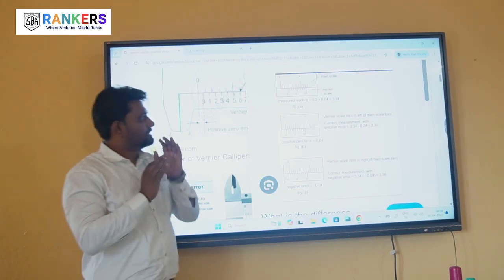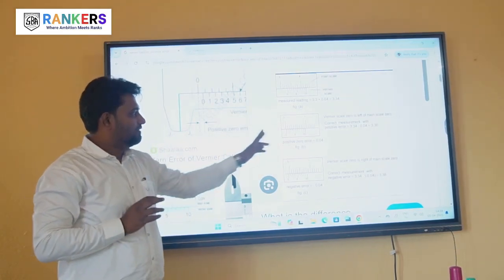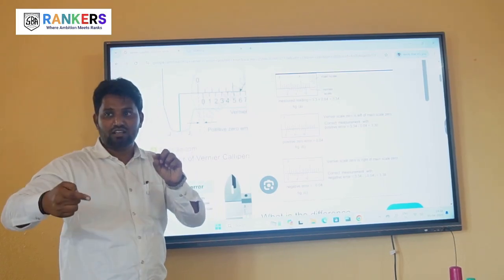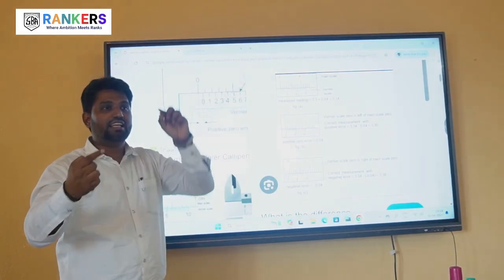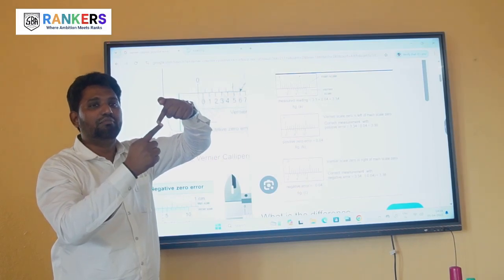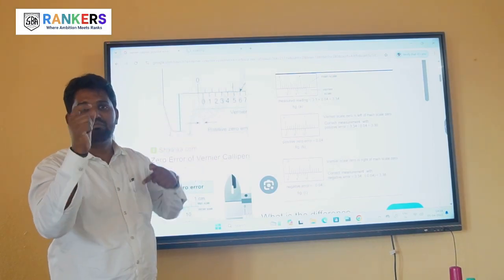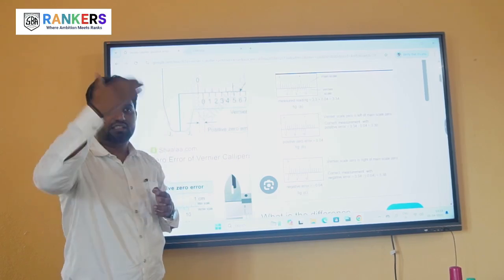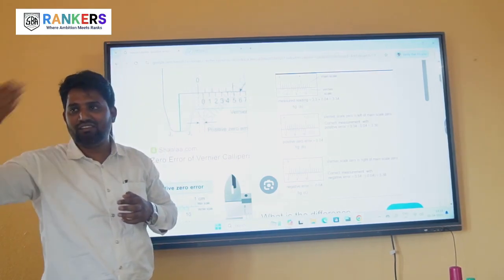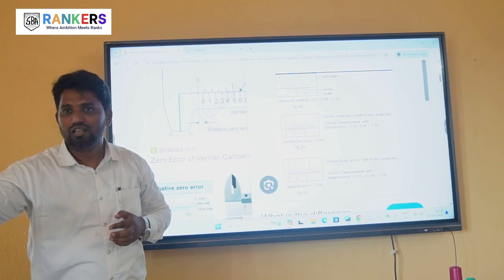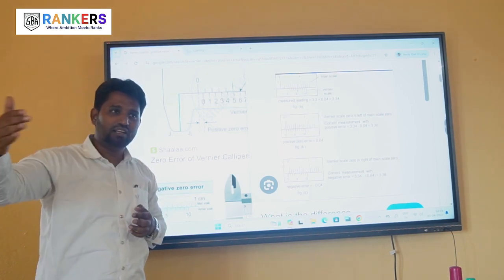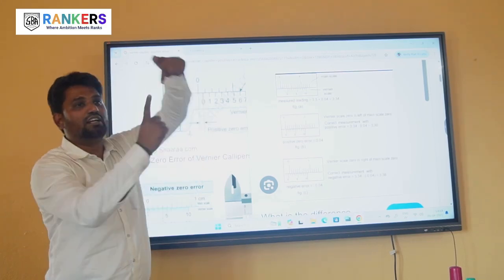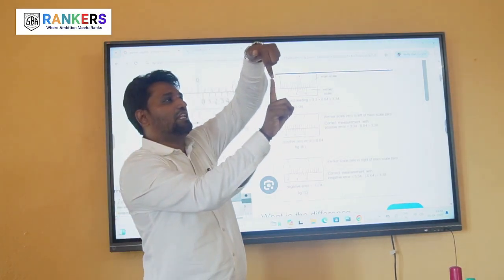Okay. Now see, in the Vernier scale there are 10 divisions. Which number of division in the Vernier scale exactly coincides with the main scale reading? First number, second, third, fourth, fifth, sixth, seventh, eighth, ninth, 10. So in the Vernier scale there are 10 lines. So which number of line exactly coincides? Coincide means exactly, just like this.